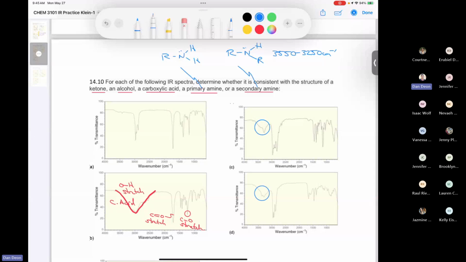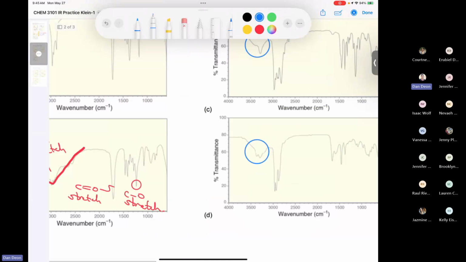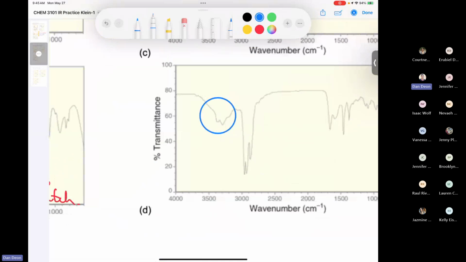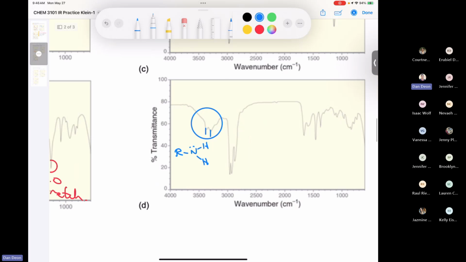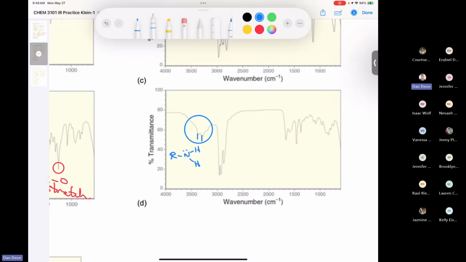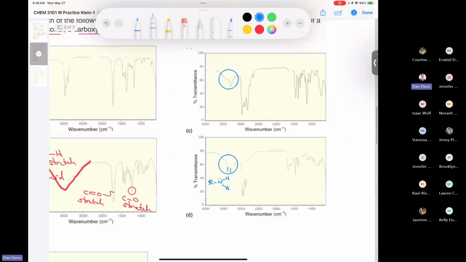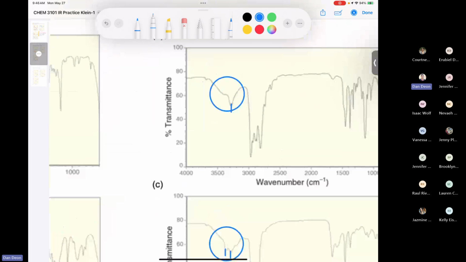Now, if we zoom in on, I'm going to do D first, okay? If you zoom in on D, you can actually see that there's a stretch here and a stretch here. So that comes from the symmetric and asymmetric stretching of the primary amine. And so this would be a primary amine. So just write NH like this. So that's the primary amine functional group. Okay. And then for our amines, we just look for those stretches. For the one in C, since it has only 1 stretch here, this would be the secondary amine, okay, because it's only got one nitrogen-hydrogen bond.